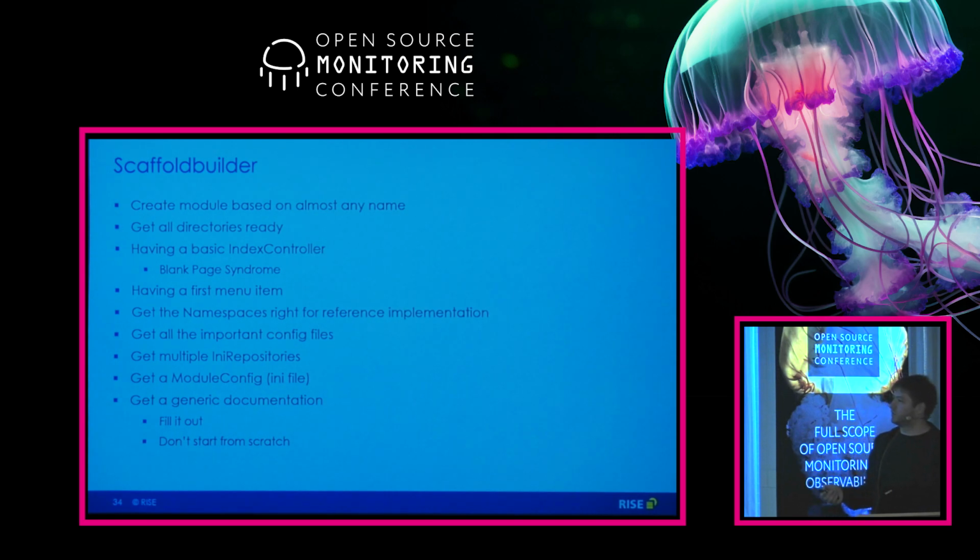Okay, so what you get from me, you get a basic index controller. You have your first menu items. You get all the important config files. You can add multiple ini repositories, so like users or I think food, beverages, I don't know. And you can also get the generic documentation. You can fill it out. You don't have to start from scratch.